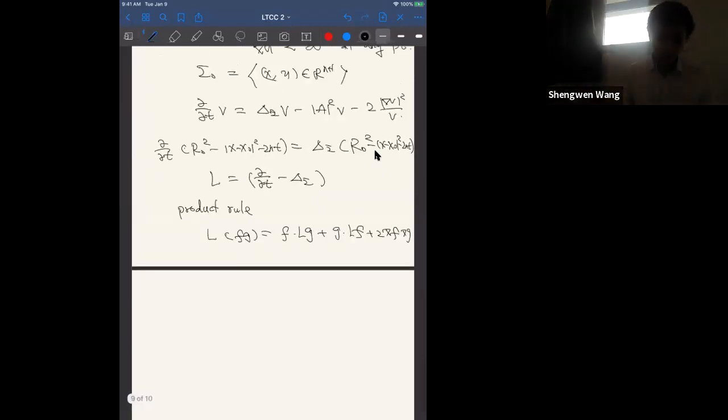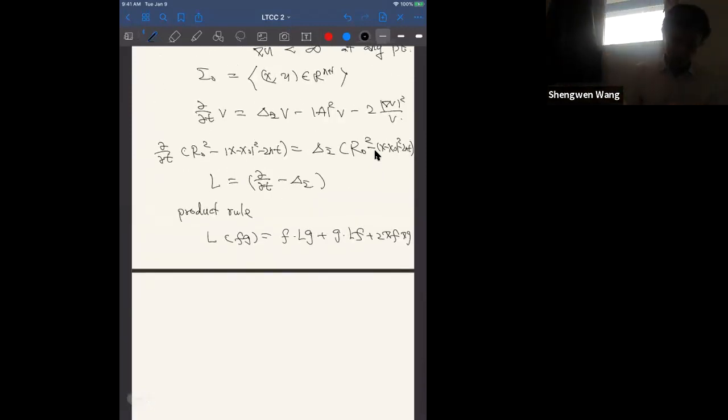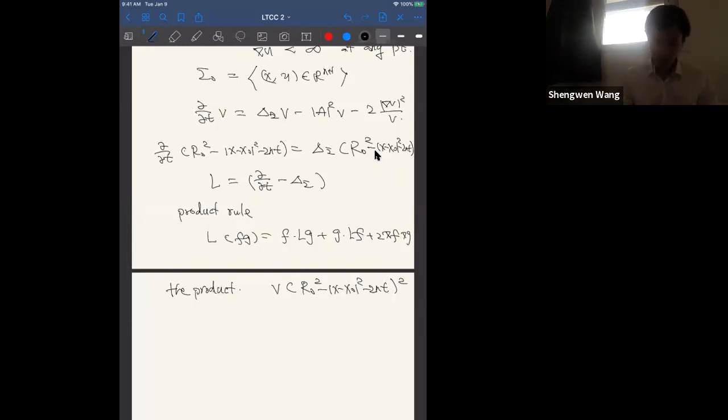We want to compute the evolution equation of this product, v times this spherical function. The computation is again in the lecture note. I'm not going to write down all of them, otherwise it will take up another half an hour. It will again satisfy the weak maximum principle.